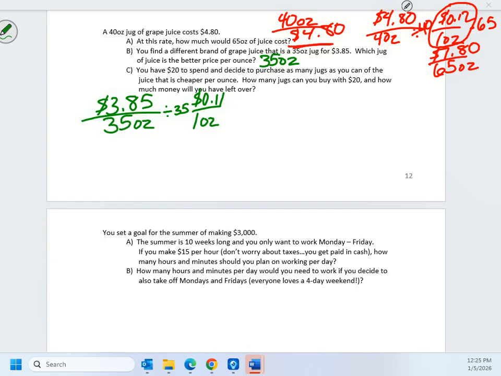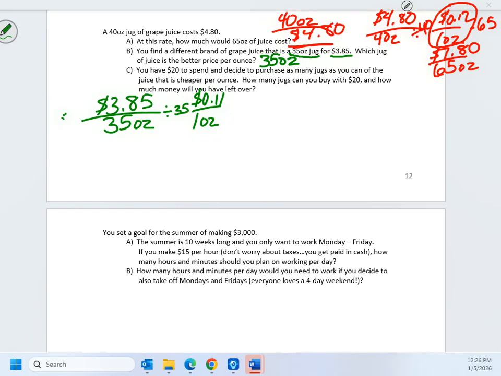Now C says you have $20 to spend and decide to purchase as many jugs as you can of the juice that's the cheaper price. So this 11-cent one. How many jugs can you buy with $20? And how much money will you have left over? So we are buying 35-ounce jugs for $3.85. We have $20. How many jugs of juice can we buy?